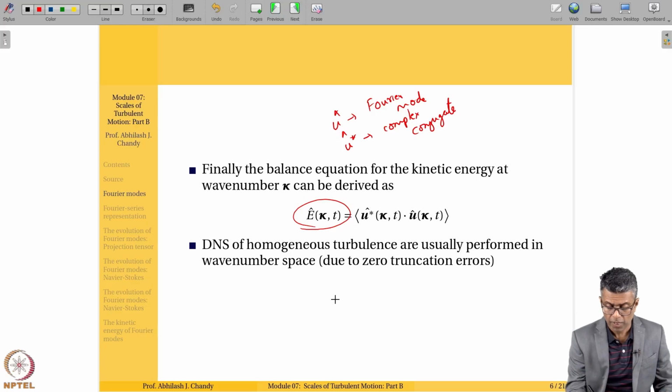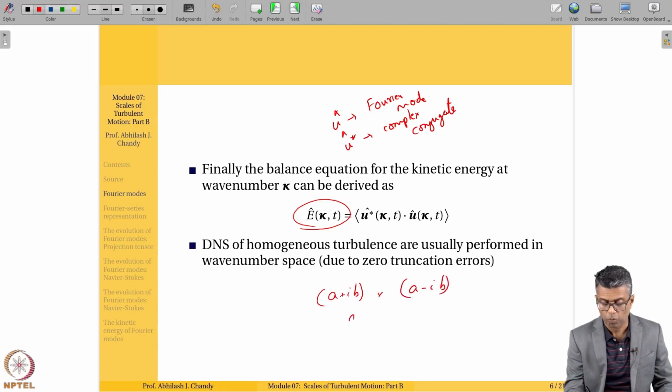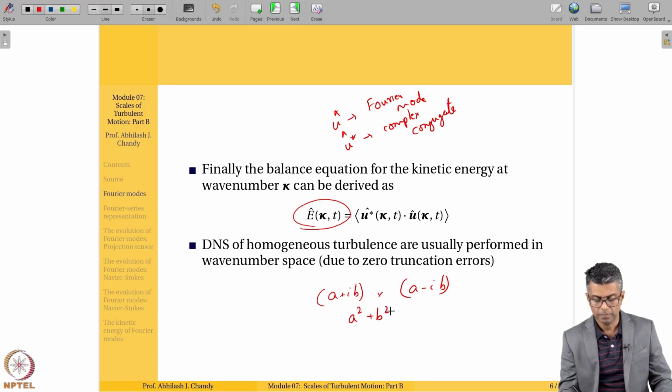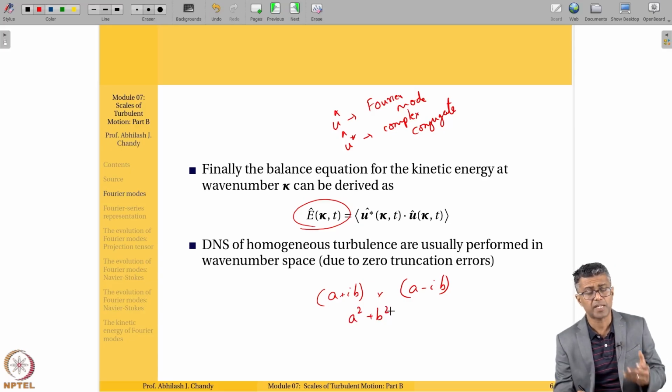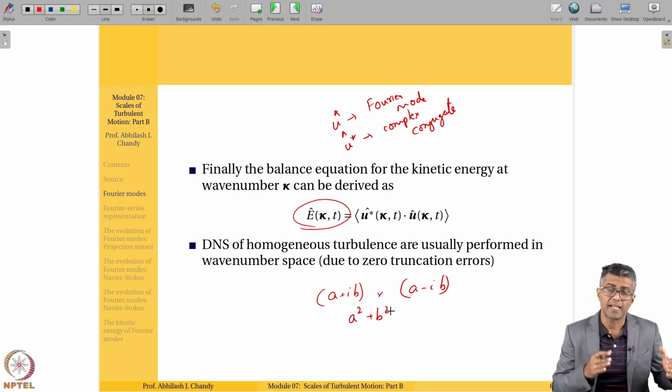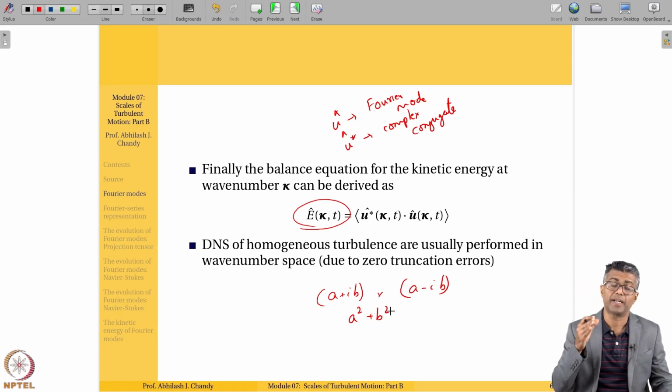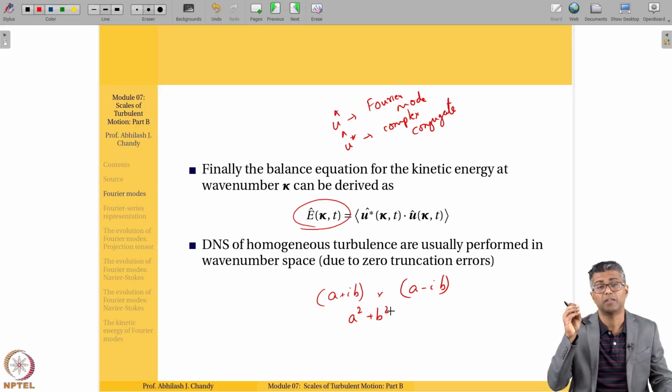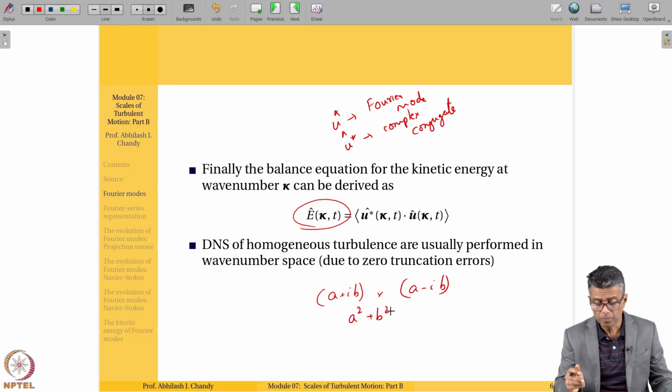So think about this. If I have a complex number a plus ib, its complex conjugate is a minus ib. If I multiply those two together, what I'm going to get is a squared plus b squared, which is essentially the magnitude of that velocity vector. So that's what the kinetic energy is representing. It is representing the magnitude of the velocity vector in Fourier space.